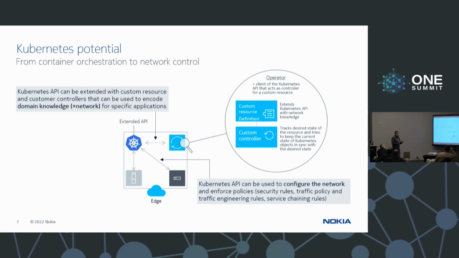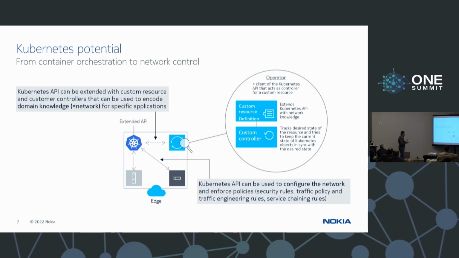Then you have a custom controller, which brings in the domain knowledge for that specific custom resource. How do you handle it? How do you modify it? How do you make changes, and so on. Using the schema, the API server in Kubernetes exposes the API to manipulate that custom resource.